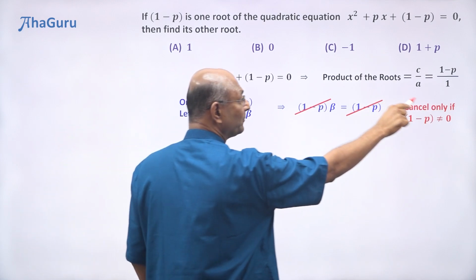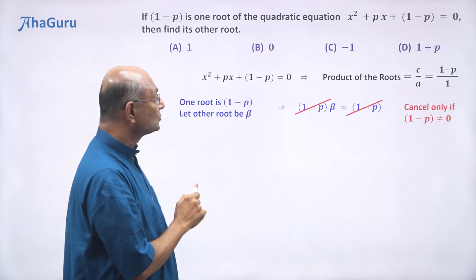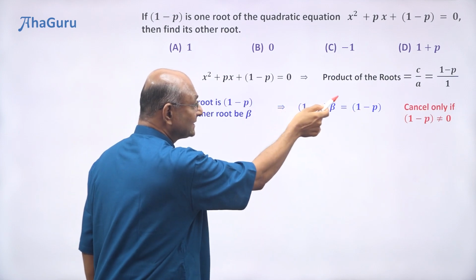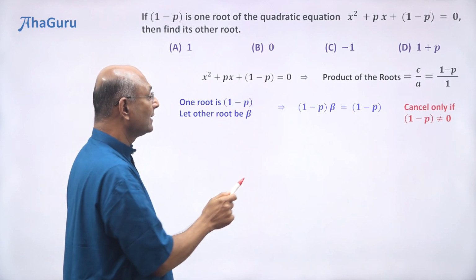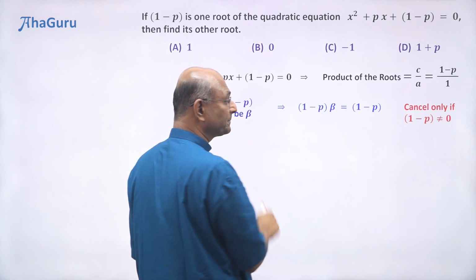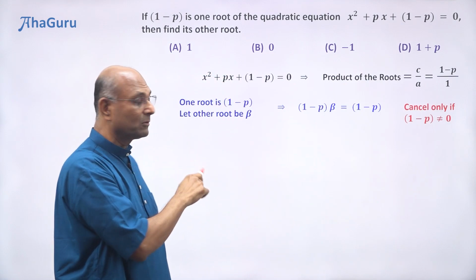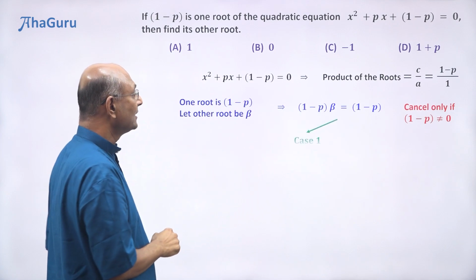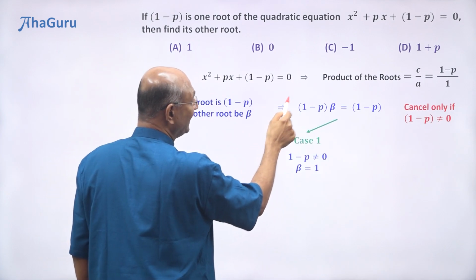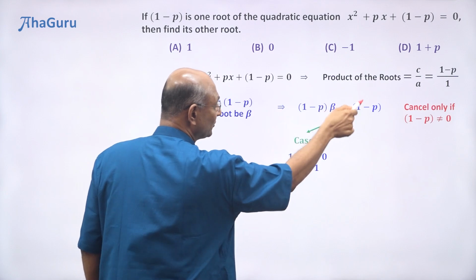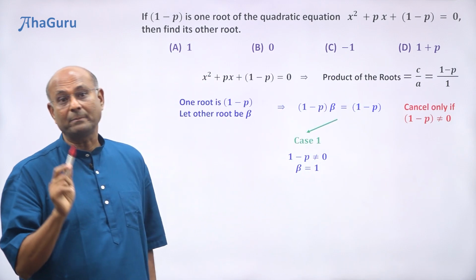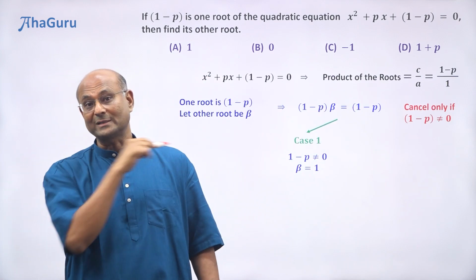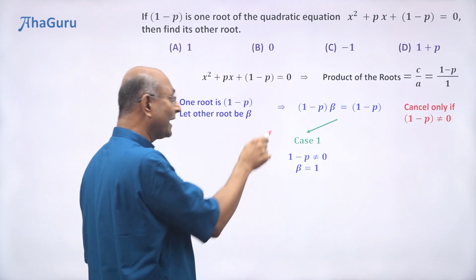This condition is very important, right? So if you want to cancel 1 minus p, remember that is only possible if 1 minus p is not 0. But 1 minus p could be 0. So actually we get two cases here. The first case is 1 minus p is not 0, in which case you can cancel and then you get beta equal to 1. This is what Sahana did. But you also have another case.